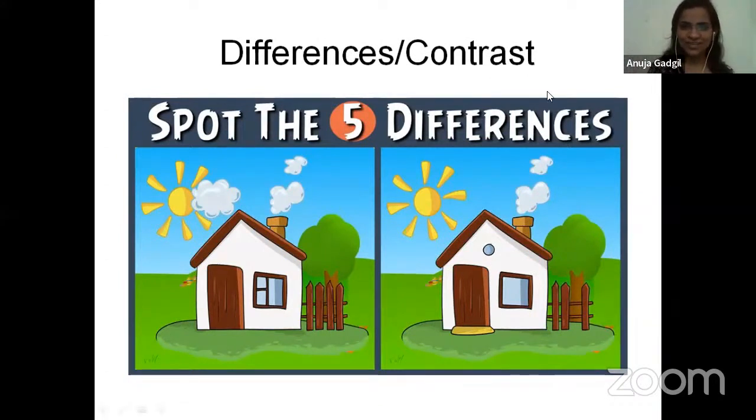Cloud near sun, window grills, round shape upside near roof, yellow doormat. Wonderful, Rama Devi. You have been very prompt. Come on, I want answers from other students also.